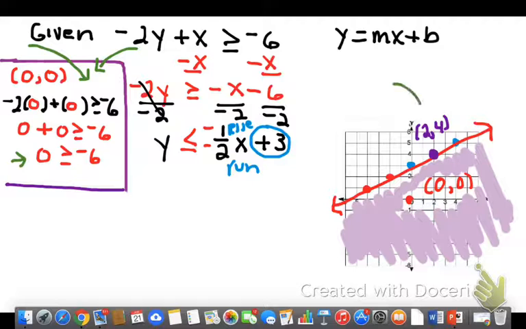Then let's see what happens when we try the point (2, 4). (2, 4) falls right on the line, and this is a solid line. So I wonder if this one should be a solution or not. So let's test that.